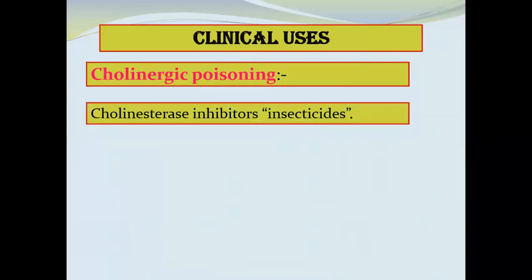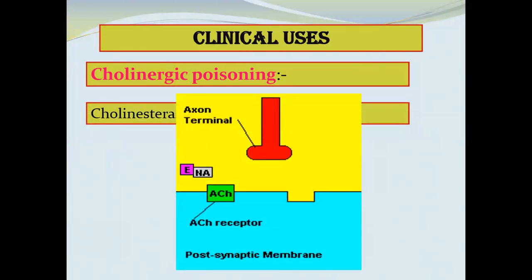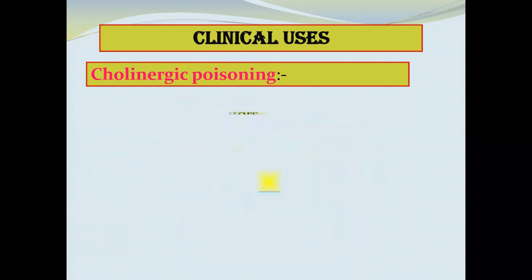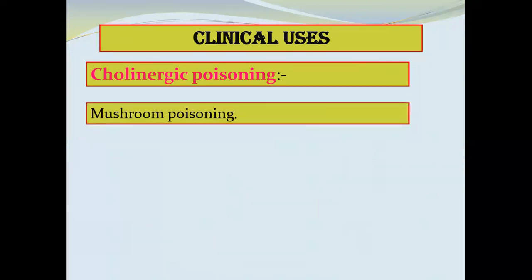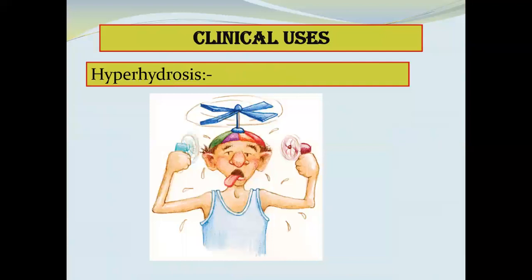Cholinergic poisoning, from cholinesterase inhibitors and insecticides, is treated with atropine, which blocks acetylcholine's muscarinic receptors. Mushroom poisoning, you can use them. Hyperhidrosis, you can use those drugs.